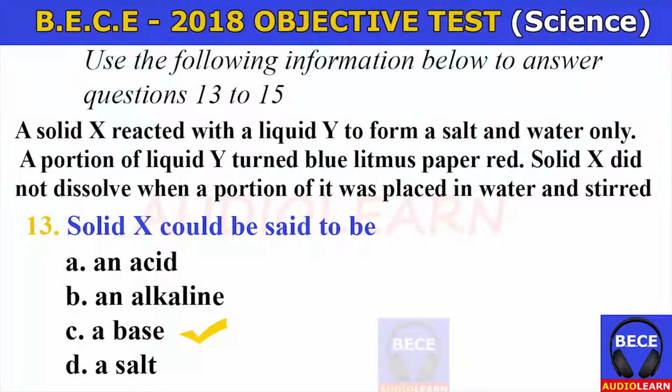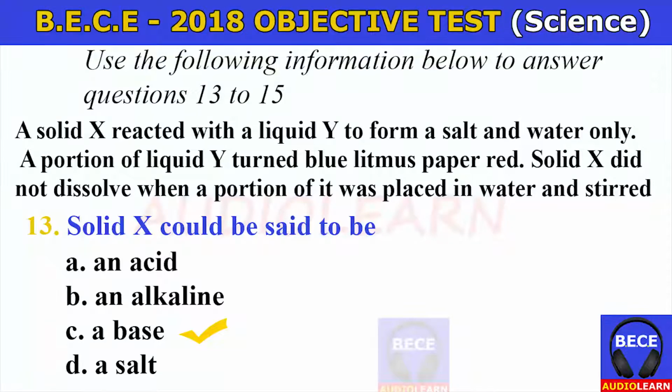Number 13. Use the information below to answer questions 13 to 15. A solid X reacted with a liquid Y to form a salt and water only. A portion of liquid Y turned blue litmus paper red. Solid X did not dissolve when a portion of it was placed in water and stirred.